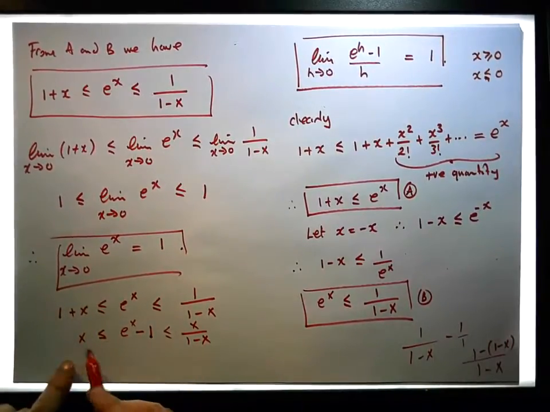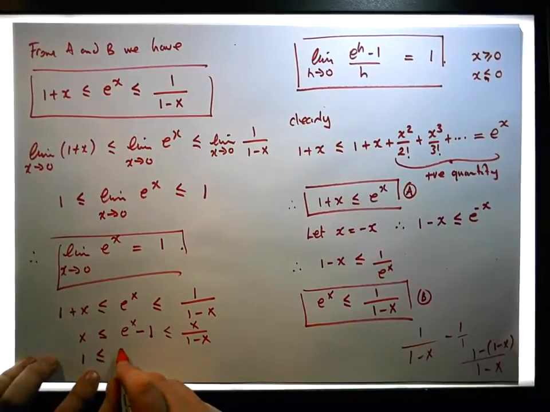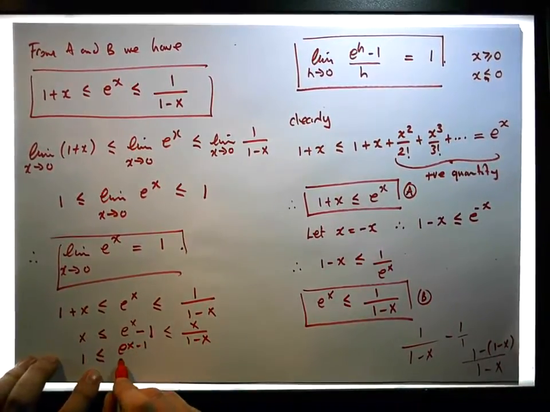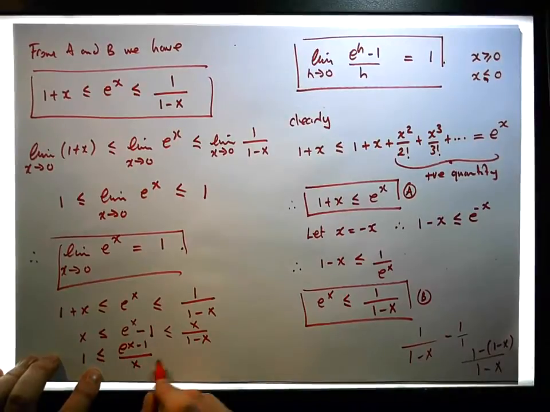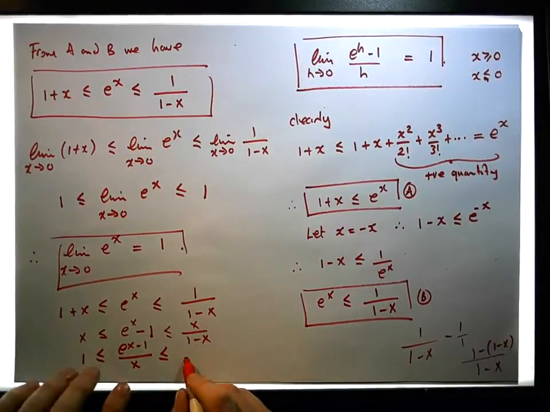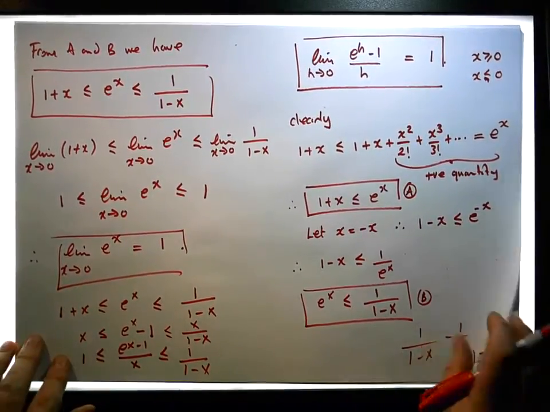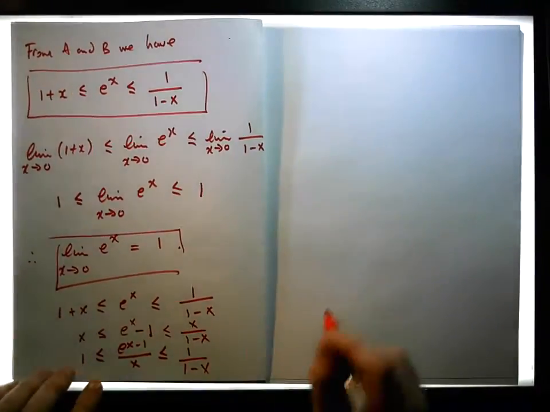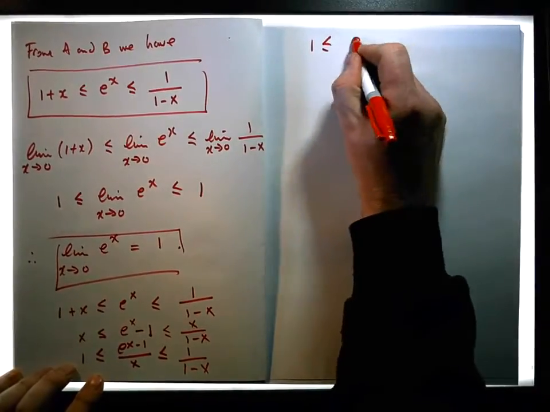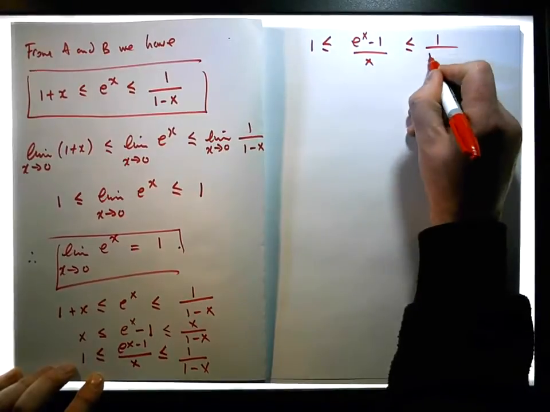And then we divide across by x, we end up with x divided by x is 1, must be less than or equal to e to the x minus 1 all over x, which must be less than or equal to dividing this by x. Well, the x is going to cancel, which now leaves us with 1 over 1 minus x. And now we get the limit. Whoops, that was a little bit of an error that I made there a moment ago. So now what we actually have is that 1 is less than or equal to e to the x minus 1 over x, which is less than or equal to 1 over 1 minus x.